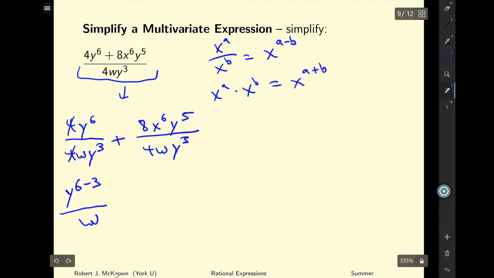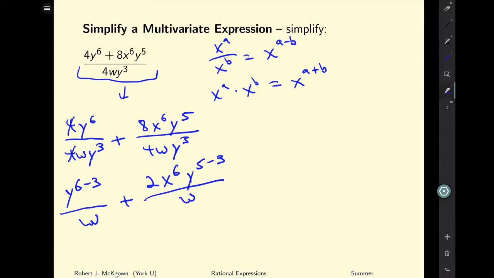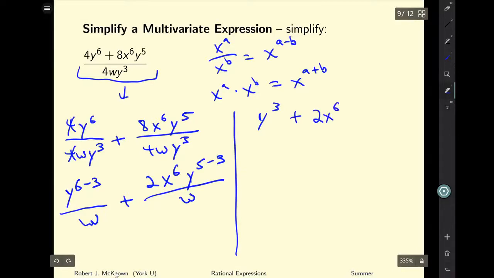over w, plus 2x to the 6 y to the 5 minus 3 over w. And simplifying a little bit, I'm going to have y cubed plus 2x to the 6 y squared, and that whole thing over w. Just brought the denominator together.